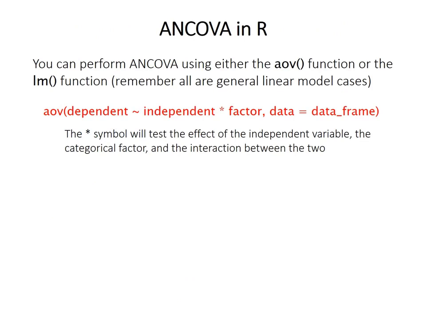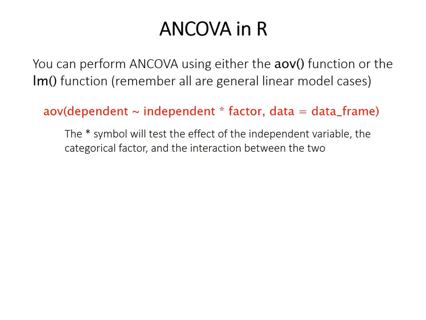Because ANCOVA, ANOVA, and linear regression are all cases of the general linear model, you can actually perform ANCOVA either with the AOV, ANOVA function, or with the LM linear regression function. I'll illustrate the procedure here with the ANOVA function, AOV. I think it requires one less step, and it's also similar to what you've already learned for ANOVA. So the first step is to test the model that includes this interaction term. And in R, that's denoted with the multiplication symbol.